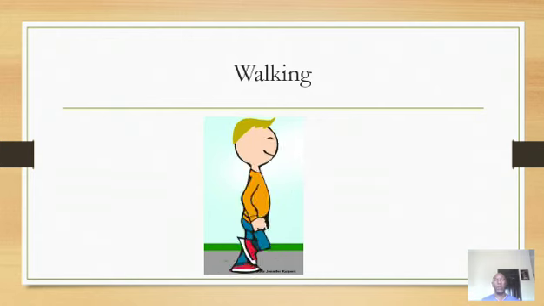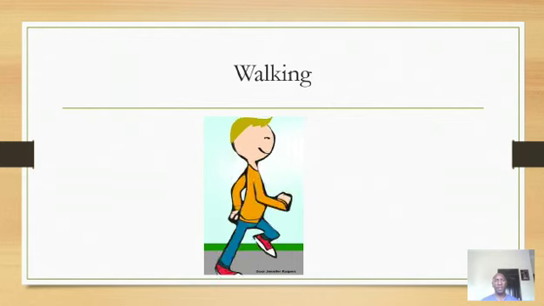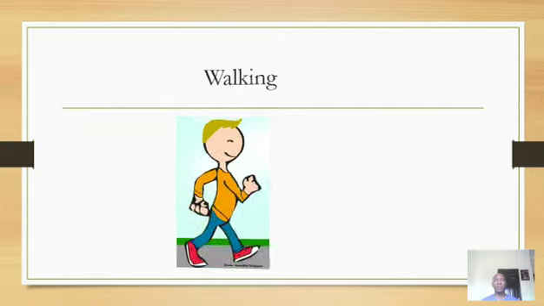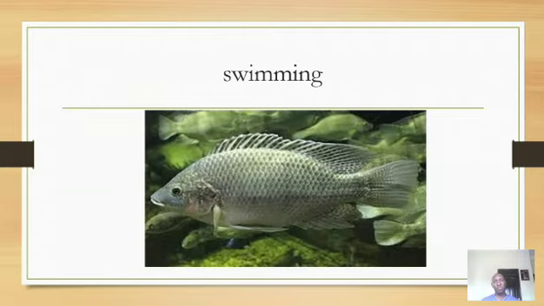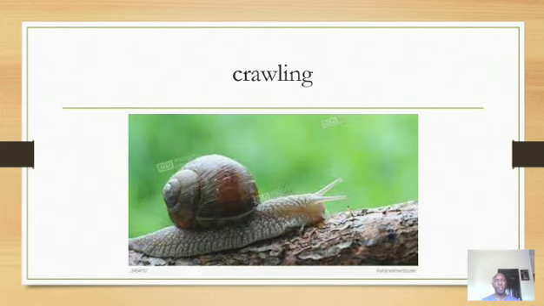We can see someone is walking using the legs. The other form is swimming. This is common in organisms that are found living in water, like the fish. What does it use to swim? It uses the fins. Then we have another form called crawling.